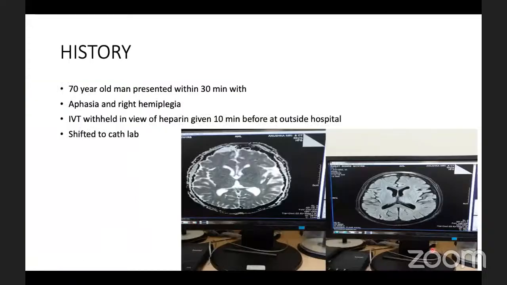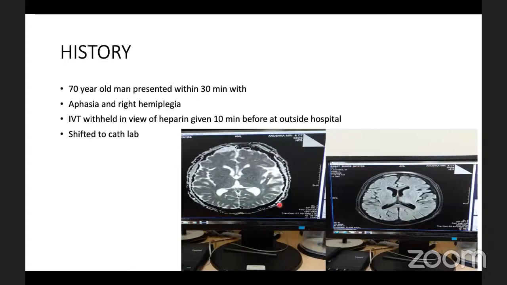Next patient, a 70-year-old man, presented within 30 minutes. So he presented very early to the hospital with aphasia and right hemiplegia. Aphasia and right hemiplegia localize to the left MCA territory. IVT was withheld because outside, at the local hospital, heparin was given. So we didn't directly take him up for MRI. Diffusion changes have not started yet, and the FLAIR is completely free.